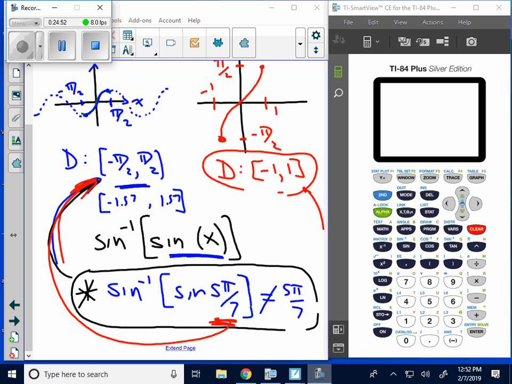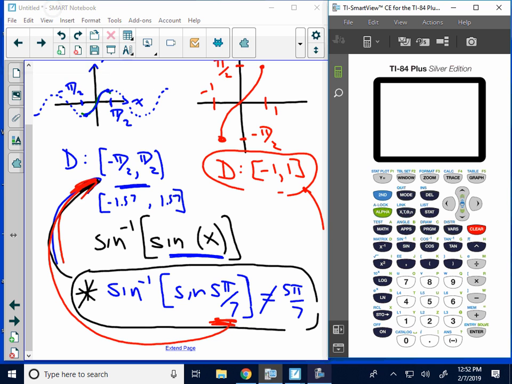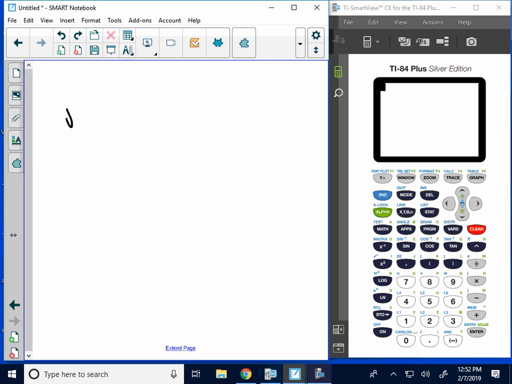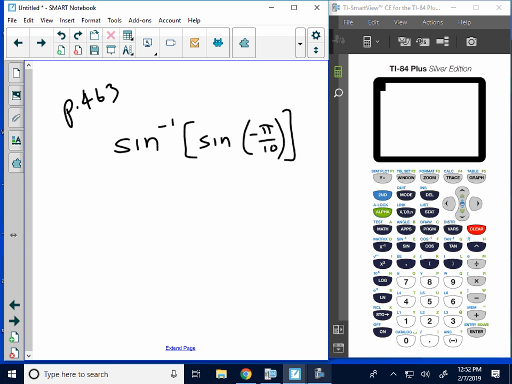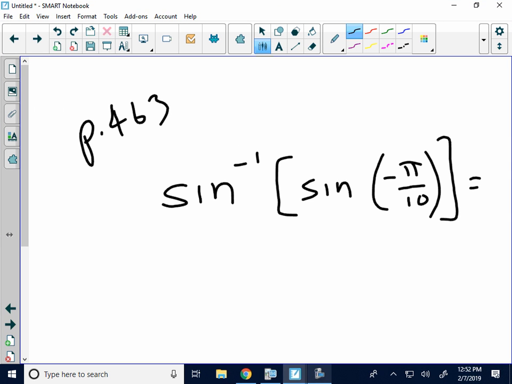Okay, so I'm looking at the text on page 463. And here's a problem. Now, this one was not assigned, but it's sort of what we were just doing. What is the sine inverse of the sine of negative pi over 10? And you're supposed to do this without a calculator. So let me make my calculator go away. So here's the problem. How do we evaluate that?